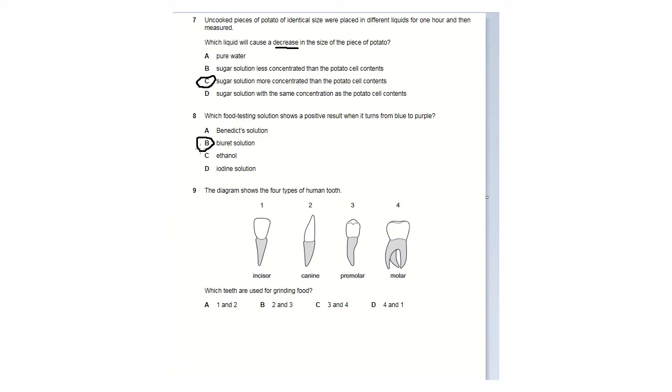it detects protein. The last one asks, which teeth are used for grinding? And the student might remember that's the premolar and the molar, these two here, 3 and 4, which means that C is the only possible answer in this question.